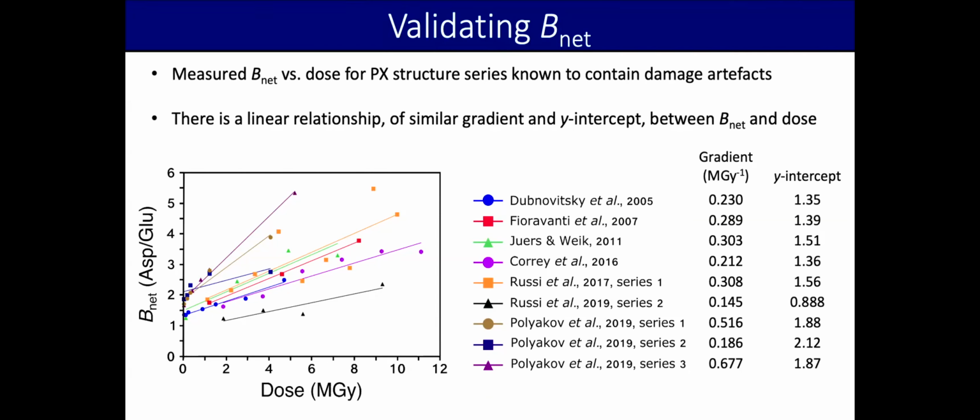The main ones being that there are quite a lot of errors associated with dose calculations, and also our correction for packing density to remove the effects of mobility. It does a good job, but it's not perfect. So we haven't fully removed the effects of mobility from BDamage and so BNet values. Nevertheless, given these errors, the gradients and y-intercepts of these lines of best fit are pretty similar. So we were happy that we could compare BNet values between different structures.